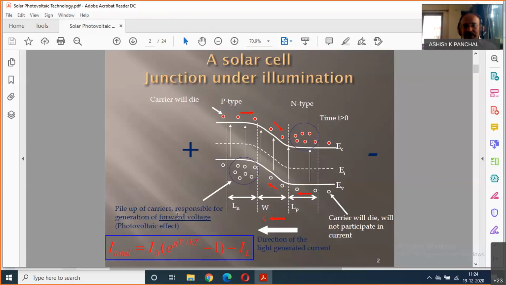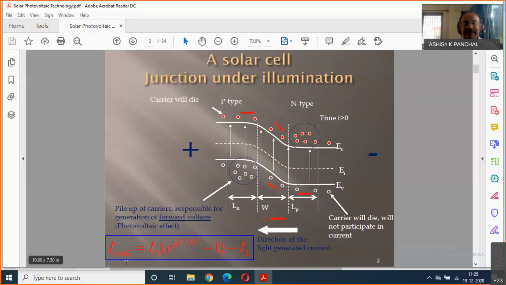Okay, it is a combination of two processes simultaneously. One is the very popular equation in electronics, where the junction is forward biased. Okay, the current has an exponential dependence on the voltage, as you increase the voltage, right? And the other term, minus I, is coming out because of photo, because of light. Now, it is very easy to write the equation.